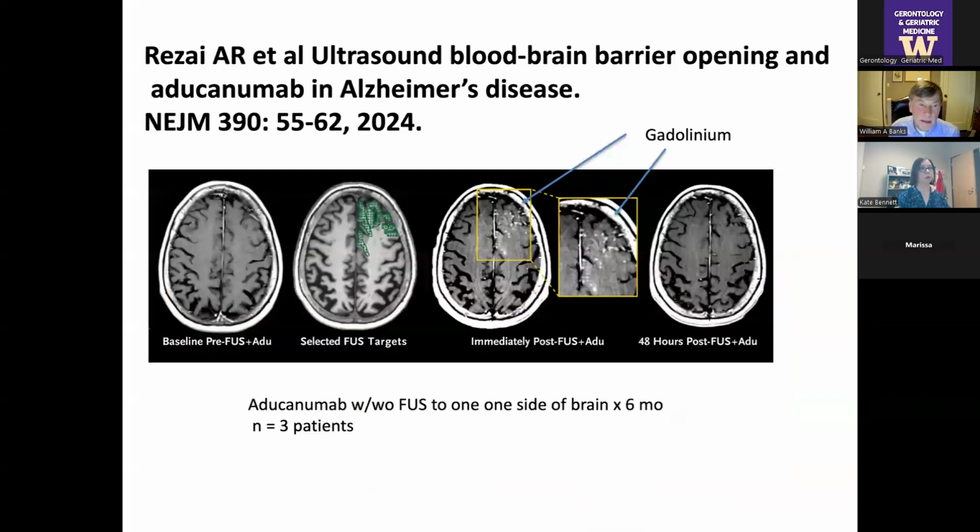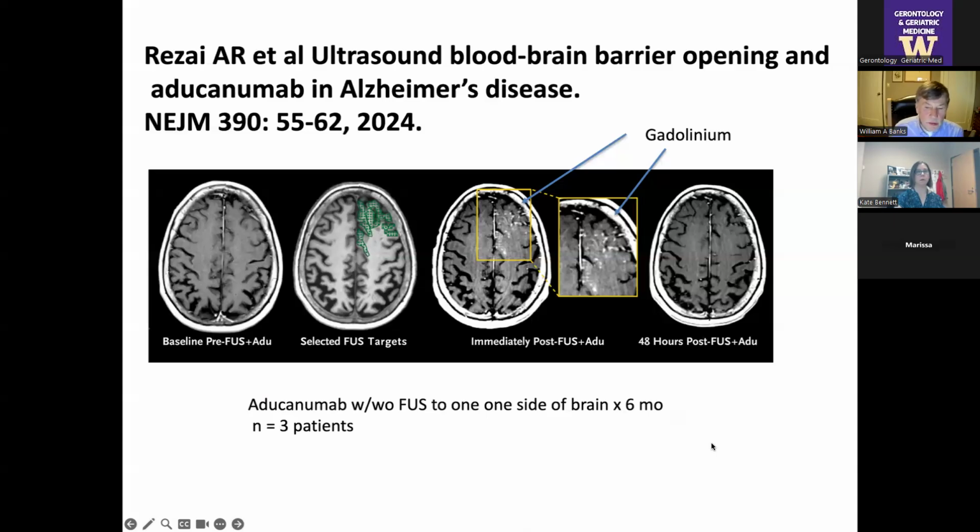But here's a study by Razak, just published, in which he used ultrasound to deliver more aducanumab in an Alzheimer's disease brain. Here's a baseline brain, and he's going to introduce some focused ultrasound to this region of the brain. After doing that, he used gadolinium to show, yes, look, there's all this leaky area in the brain. And here's a close-up if you can't see that. Then about 48 hours later, all the gadolinium is gone. So this is great: I can disrupt the blood-brain barrier willfully in a reversible way.